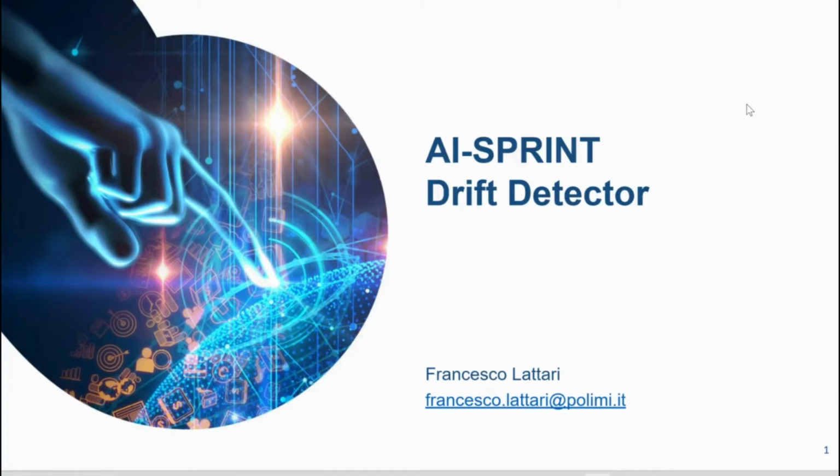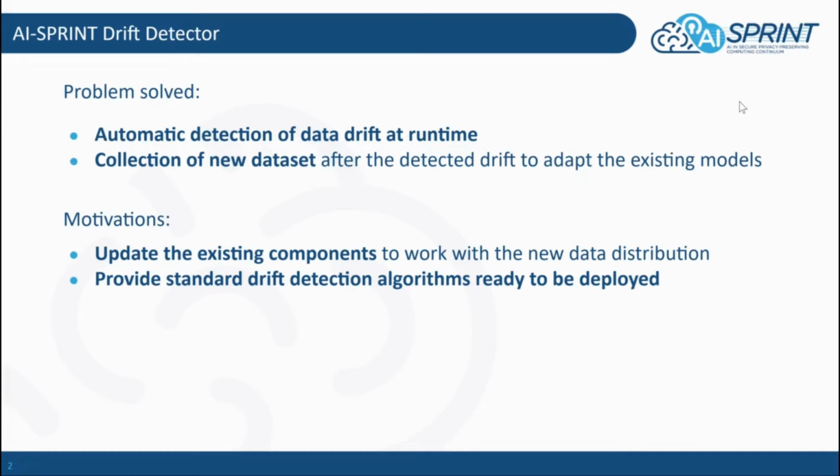Hi, we are now going to talk about the AI SPRINT Drift Detector. The AI SPRINT Drift Detector allows to automatically detect data drift at runtime, enabling the collection of new dataset after the detected drift to adapt existing models based on neural networks to the new data distribution.